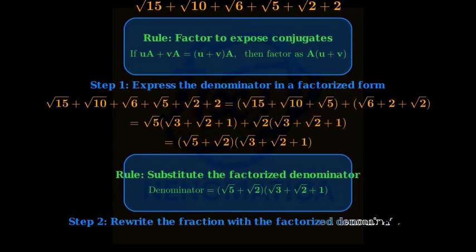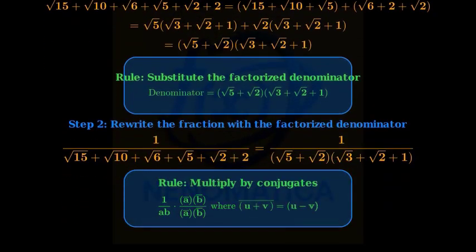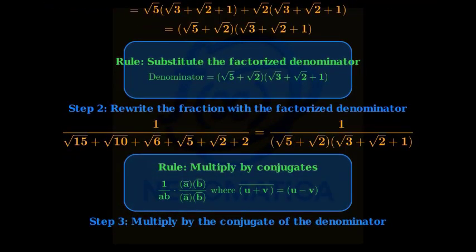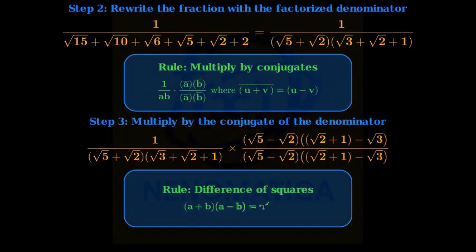Step 2. Rewrite the original fraction using the factorized denominator. To rationalize, multiply numerator and denominator by appropriate conjugates. We display the rule box. Use conjugates to create differences of squares. Step 3. Multiply numerator and denominator by the conjugate of each factor. We choose left conjugate, root 5 minus root 2, and right conjugate, open paren root 2 plus 1 close paren minus root 3. Now, we simplify the denominator using the difference of squares. Show rule box, a plus b times a minus b equals a squared minus b squared.